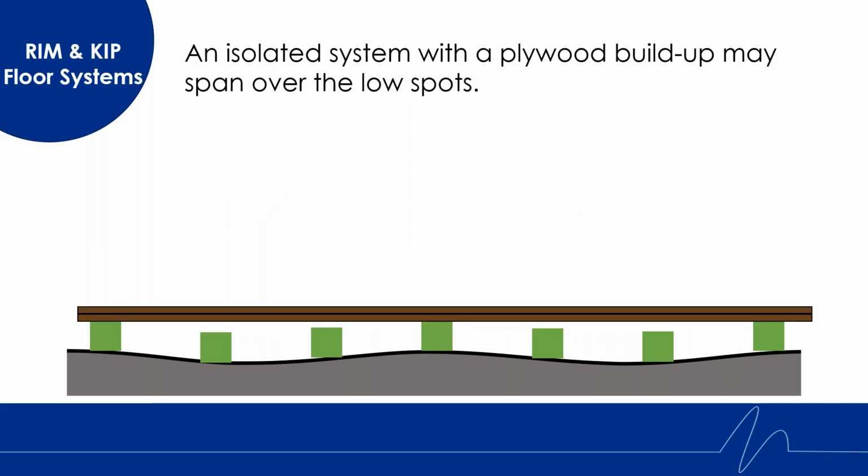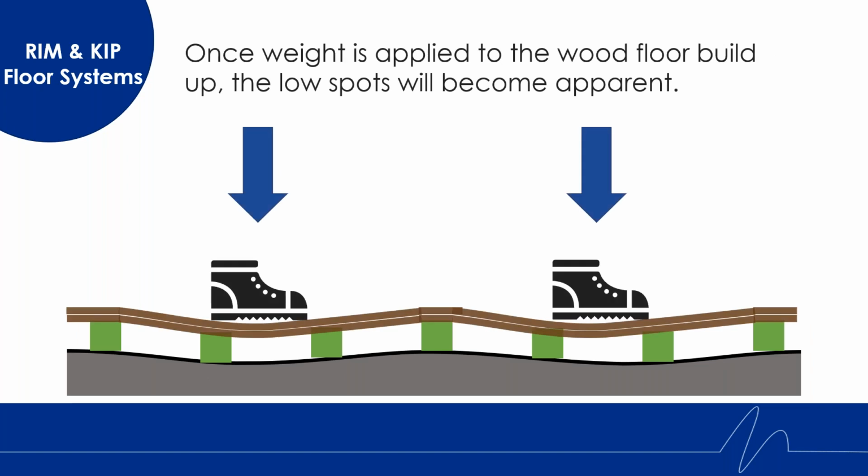An isolated floor with a plywood buildup may be able to span over the low spots. But once weight is applied, whether that is from the weight of a person's foot, equipment, or the furniture, the low spots will become apparent.